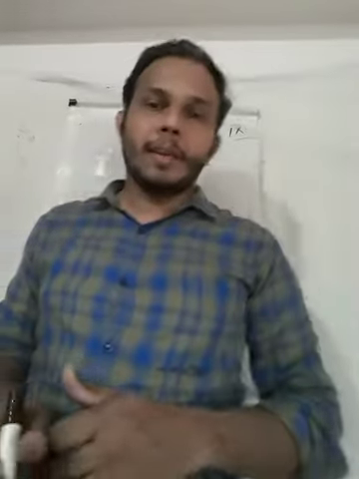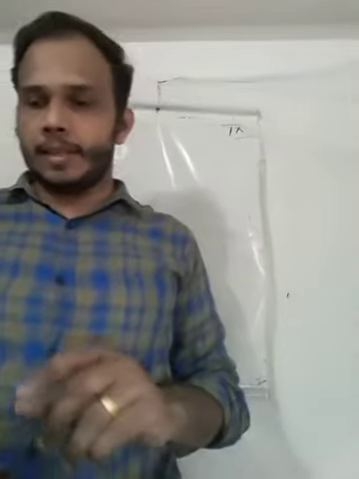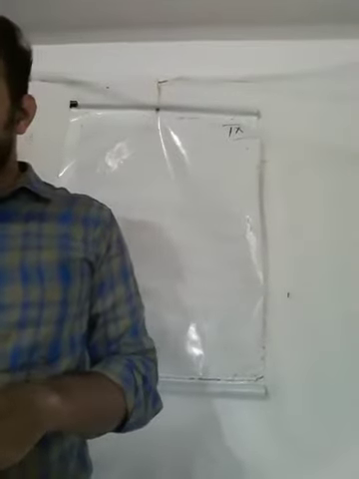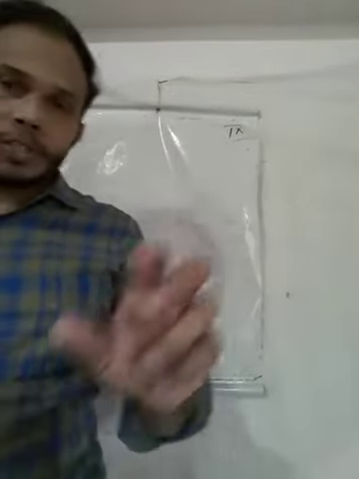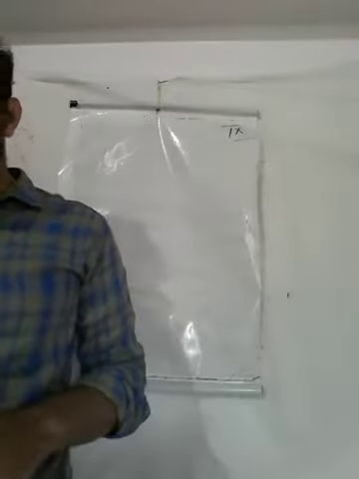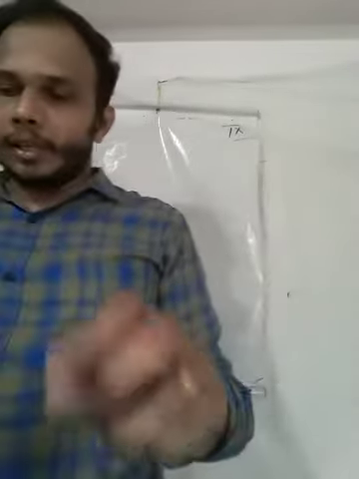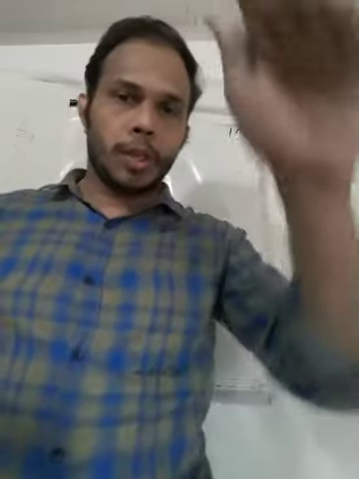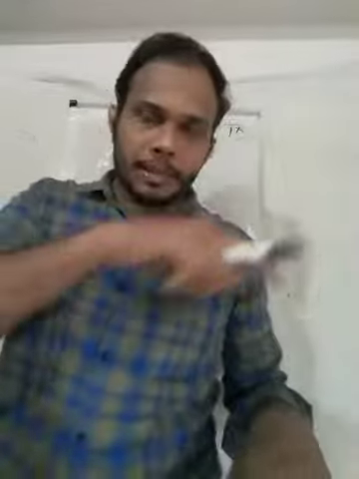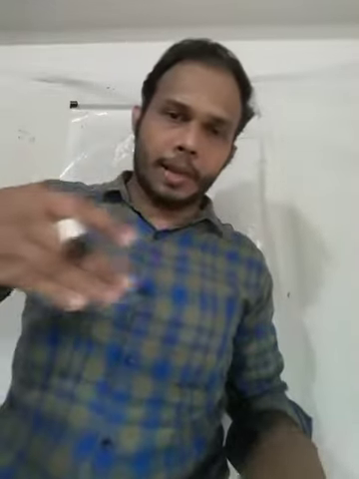We can discuss another problem in the same exercise, the fifth one. A cylindrical pillar is 50 centimeter in diameter and 3.5 meter in height. Pillar means thoon. So 50 centimeter is the diameter.